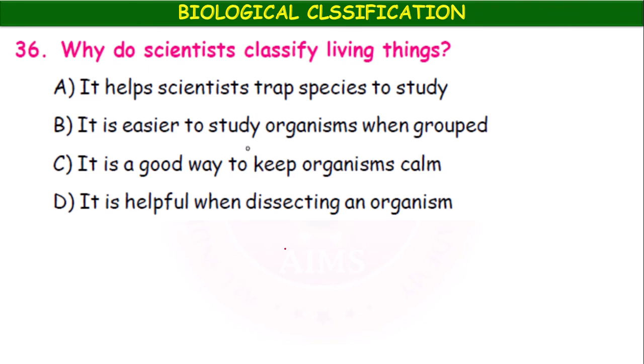Why do scientists classify living things? It helps the scientists to trap a species to study. It is easier to study the organisms when grouped. It is a good way to keep organisms calm. It is helpful in dissecting an organism. Which one? It is easier to study the organisms when grouped. Okay, grouping and naming of organisms is called classification.